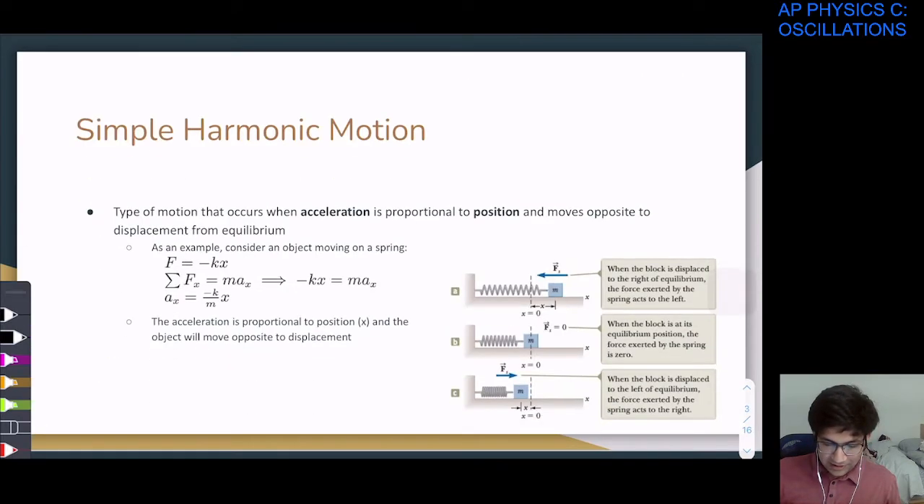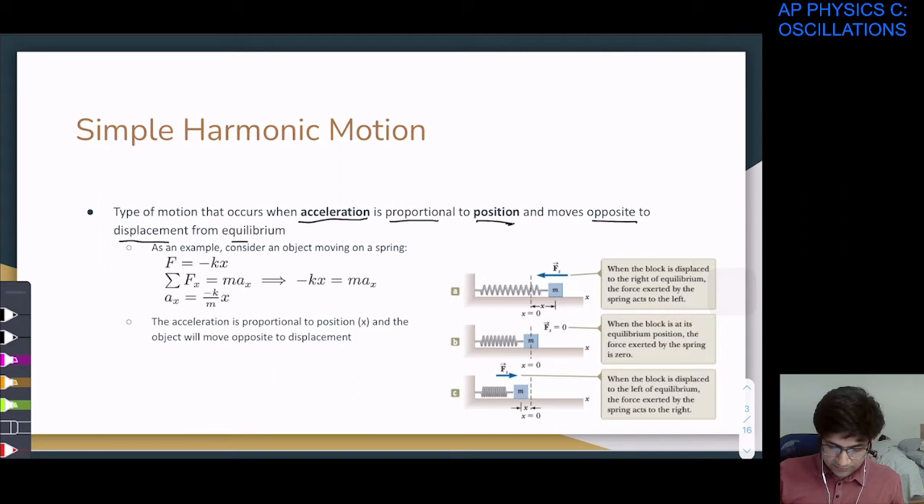Alright, so we're going to talk a lot about simple harmonic motion, and this is a specific type of motion. So, you can have objects doing a lot of different things. They can be traveling different speeds, different paths. And we're going to look at a very particular type of motion where the acceleration of the object is proportional to position. And the sign, because remember acceleration is a vector, is that the acceleration moves opposite to the displacement from equilibrium. And a classic example is an object moving on a spring.